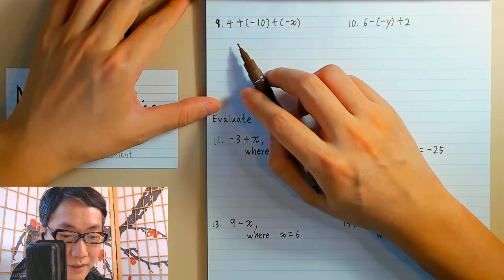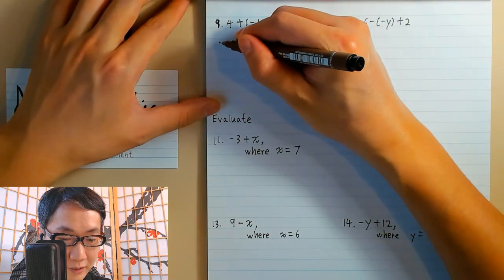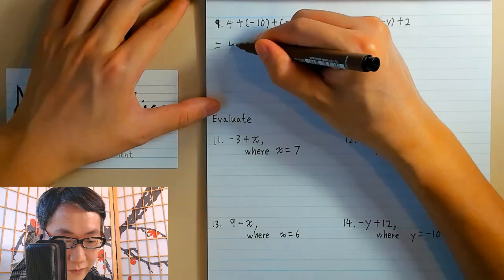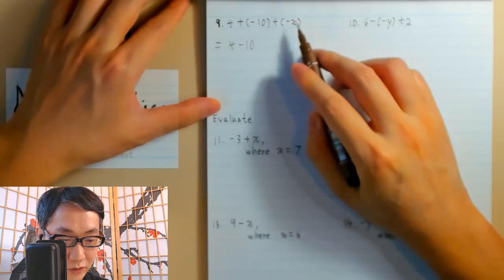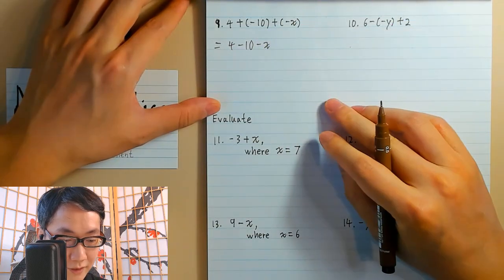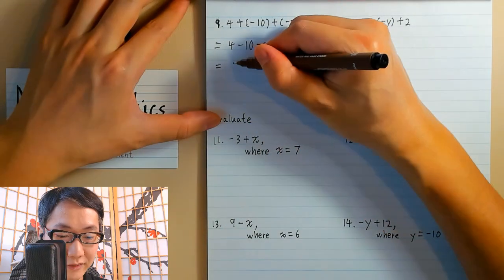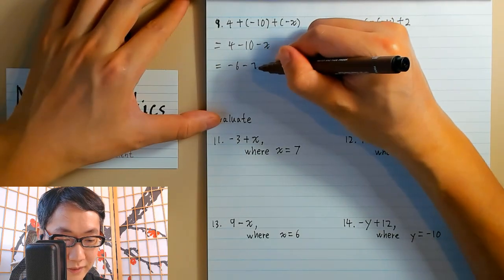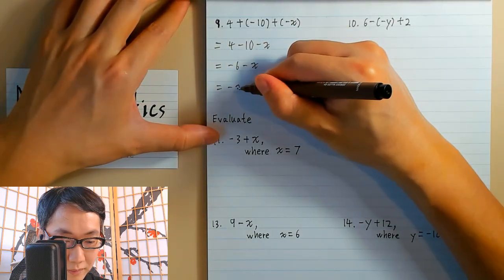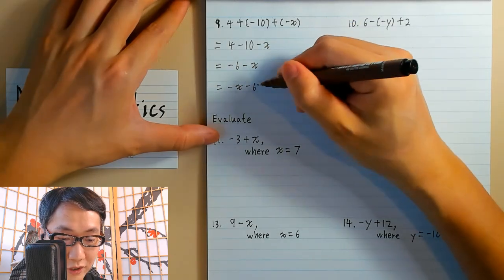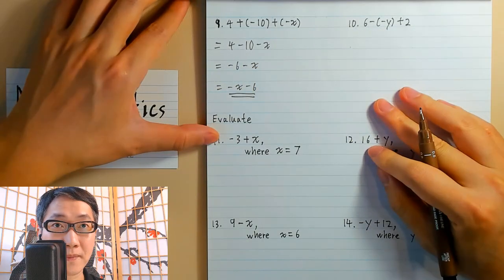Number 9. So we have to simplify this first with some bracket. So positive 4 plus that's nothing, so just write this down, and then plus that's nothing, so just write this term down. Okay, and then positive 4 negative 10 is a negative 6 minus x. So then we put the unknown first, minus x negative 6. I reverse the order because they are terms, so and this is the answer.